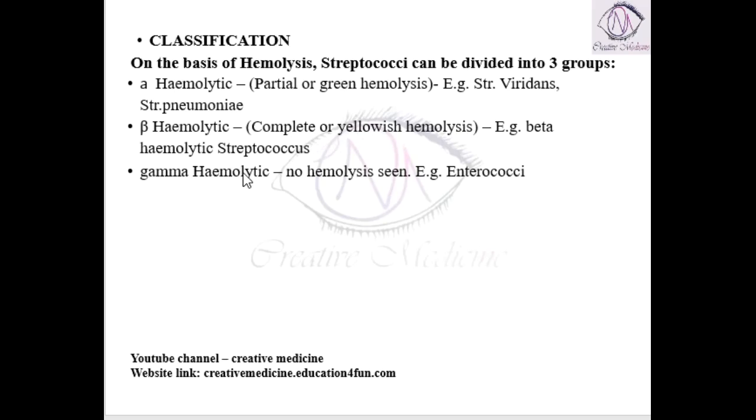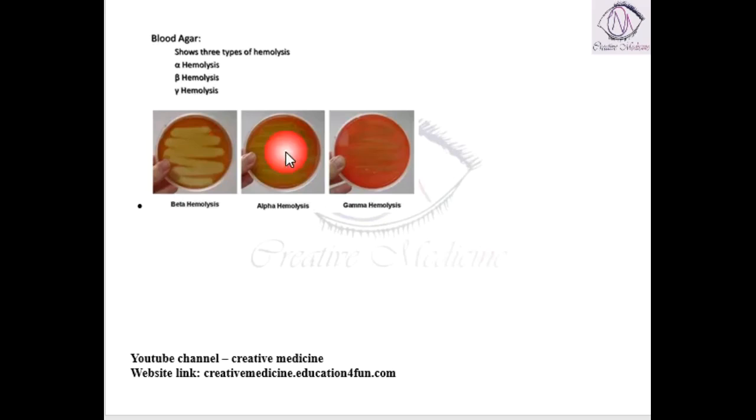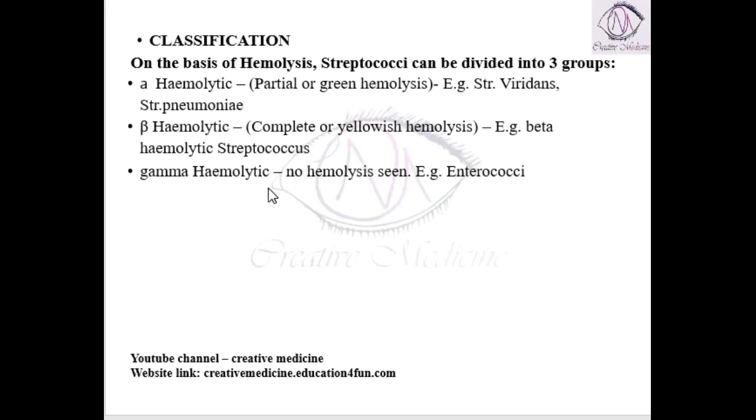Then we have gamma hemolysis. In gamma hemolysis, no hemolysis is seen at all, and that is the reason you can clearly see the streak of the organisms which are growing, and there is no hemolysis. So this gamma hemolysis is seen in enterococcal species.